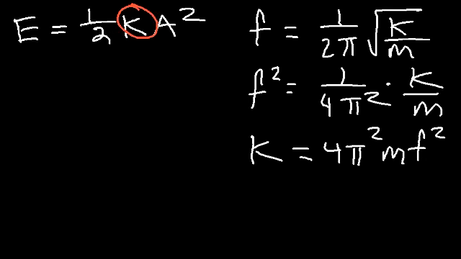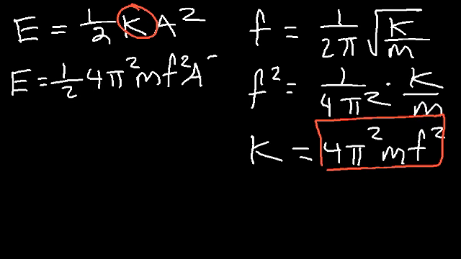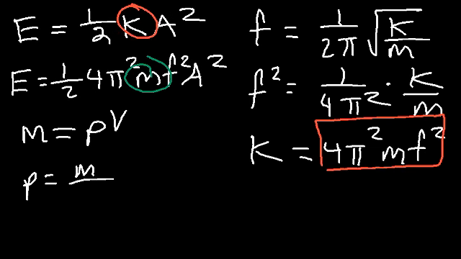Now let's replace k with this portion of the equation. So therefore we could say that E is equal to 1/2 times 4 pi squared times m times f squared times A squared. Now we know that power is energy divided by time. But actually, before we use that, let's talk about the mass. Mass is equal to density times volume, because density is mass divided by the volume.